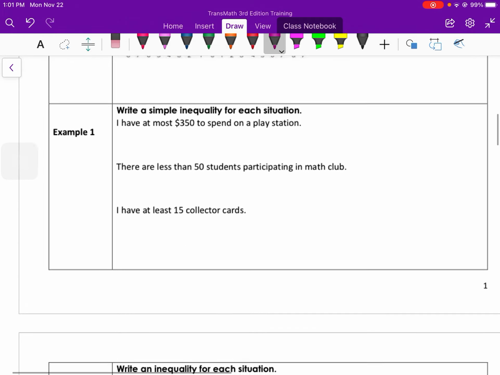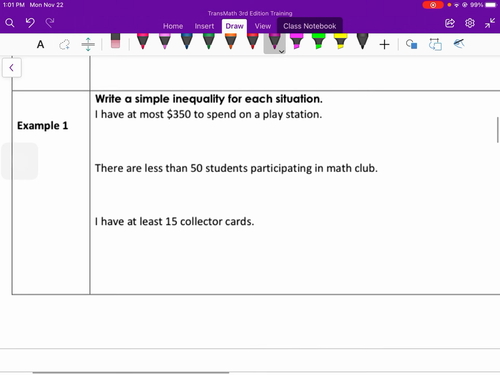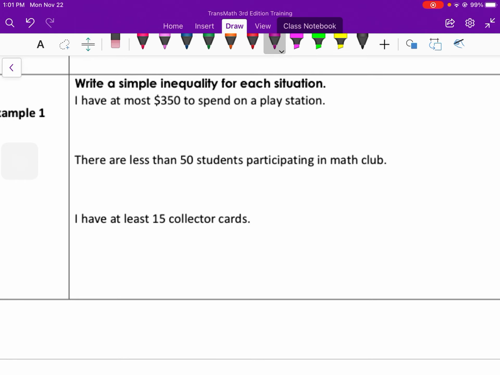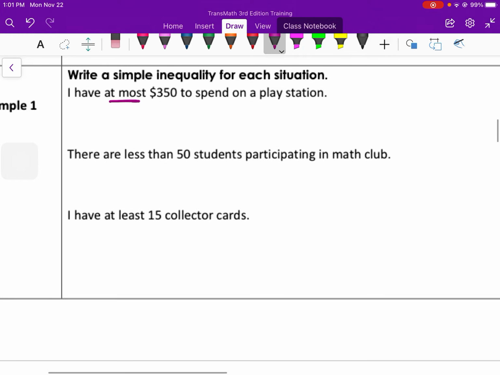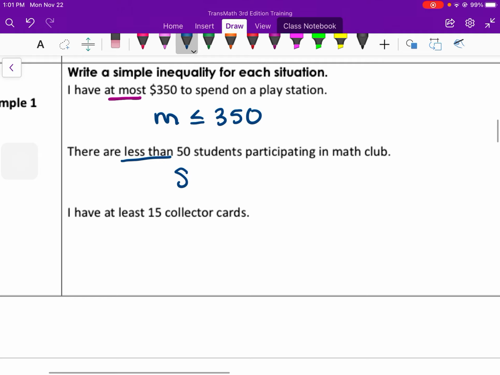Let's try practicing some simple inequalities in word problems. So I have at most $350 to spend on a PlayStation. At most means less than or equal to. So the money that I have is less than or equal to $350. That's as much money as you can spend on the PlayStation. There are less than 50 students participating in the math club. So less than, so students is less than 50.